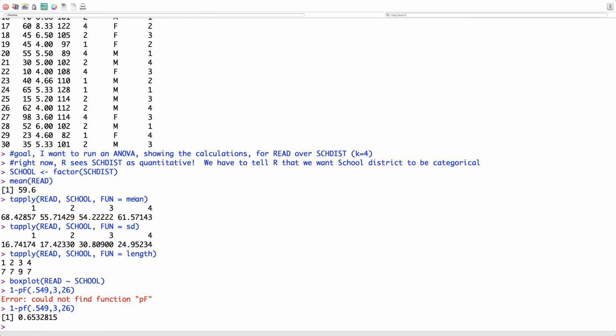So we have to change that. And when we run an ANOVA, we have to tell R that school district is actually supposed to be categorical. And you do that with the factor command. Okay? Now, the next thing we would do is I would just call it my fit. And we would run an AOV, ANOVA, of read over school. Guys, don't get sloppy and run it over school district.